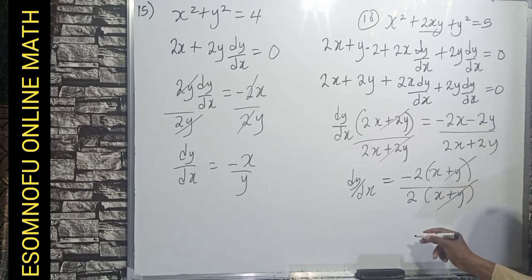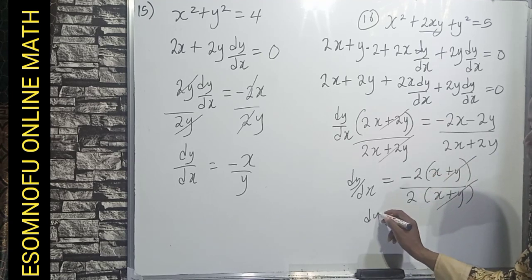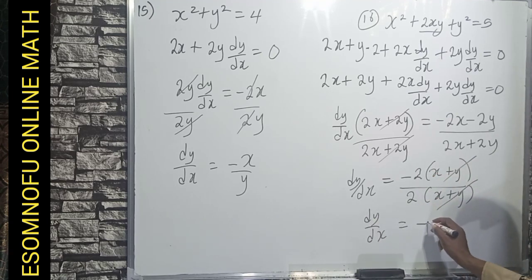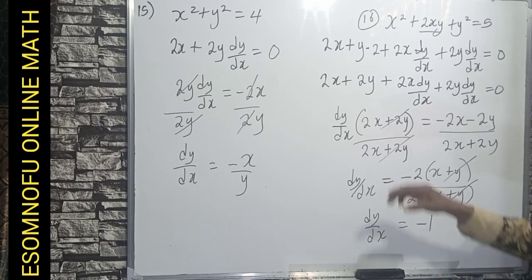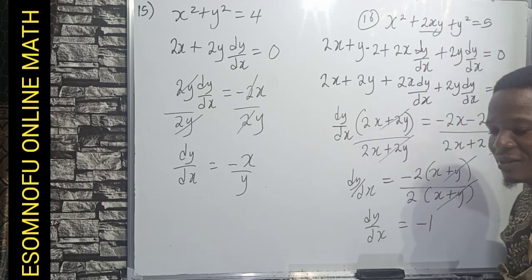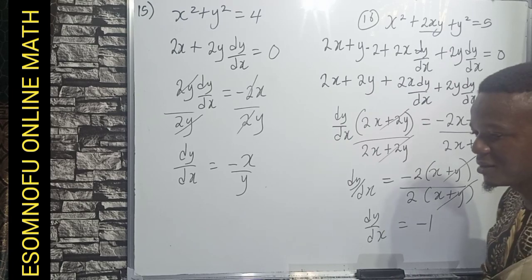X plus y will cancel, x plus y minus 2 divided by 2, you will see that it's going to give you -1. So the derivative of this function is just -1. So let's take the next question.